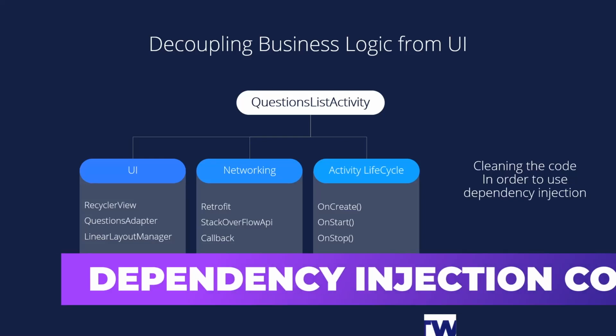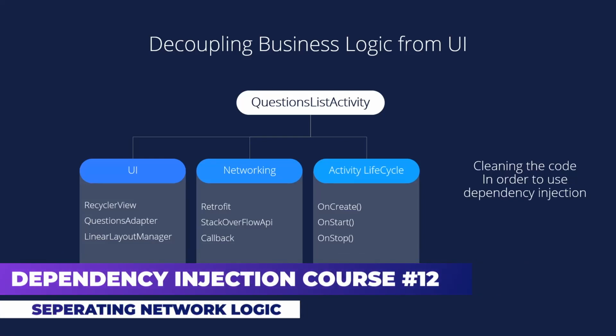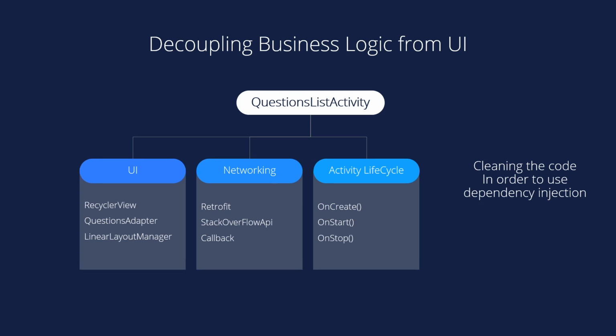We have seen in the previous video how to decouple the UI from the main activity, the questions list activity. Now in this tutorial, we are going to decouple the networking section. We are going to separate the networking logic from the questions list activity.